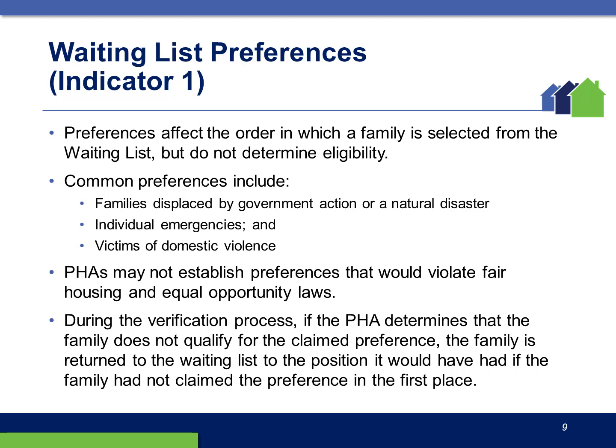While these preferences affect the order in which a family is selected from the waiting list, they do not determine eligibility. If a family is selected from the waiting list early because of a claimed preference and is then determined to not qualify for that preference, they will be returned to the waiting list at the position they would have held if they had not claimed the preference.